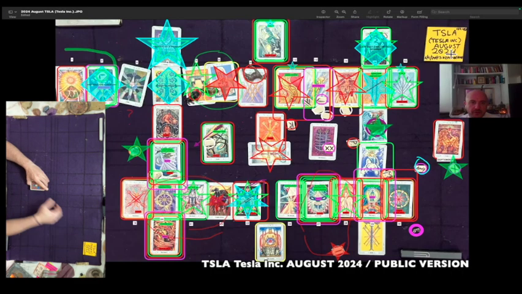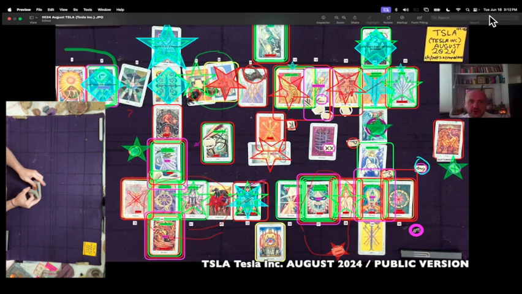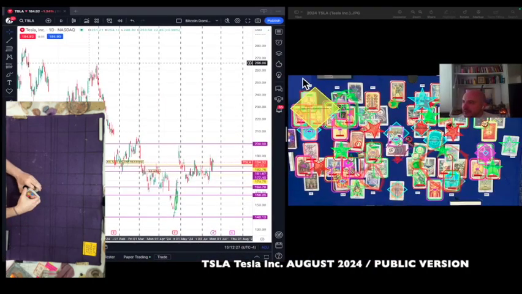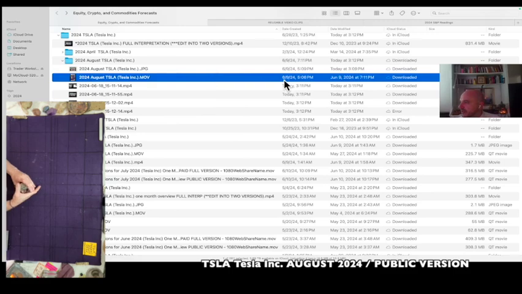This is the Tesla 1 month overview reading for the month of August 2024. It's currently June 18th, 2024, 3:12 p.m. Eastern Time. Tesla at the time of this reading is $184.91, that's USD. The shuffle video for the Tesla reading was created on June 9th, 2024 at 5:06 p.m. Eastern Time. That's the video playing for you in the lower left corner.